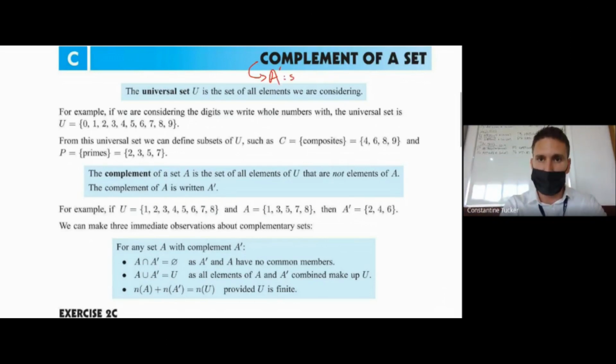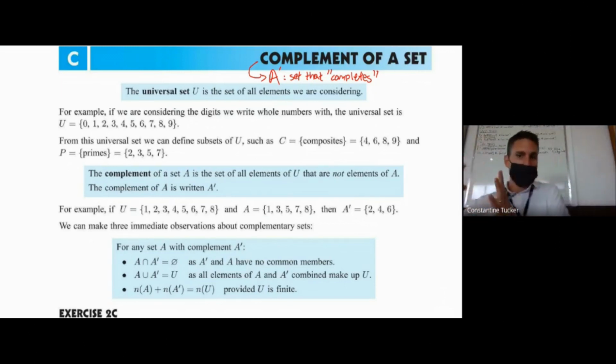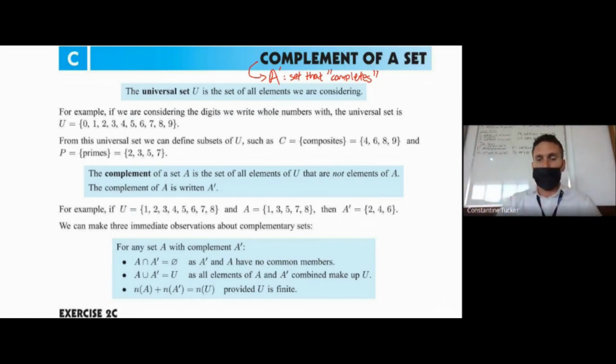This will be the set that, in a way, completes A. So it's going to be everything which is missing from A. I don't know if you've heard the expression, we complete each other. That would basically mean that they're complete opposites. One is this person, and this person is completely different, but we complete each other. So one is the complement of the other, using set theory terminology.